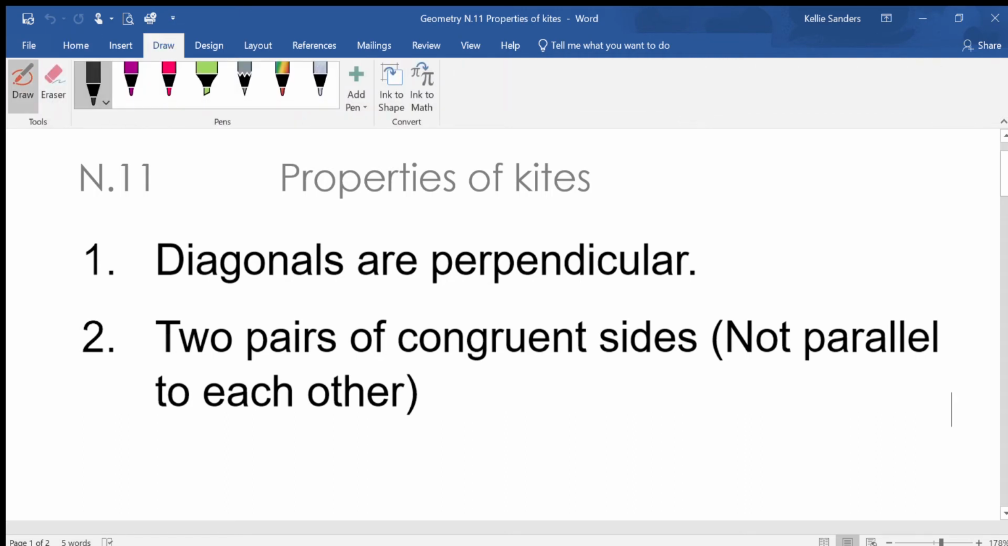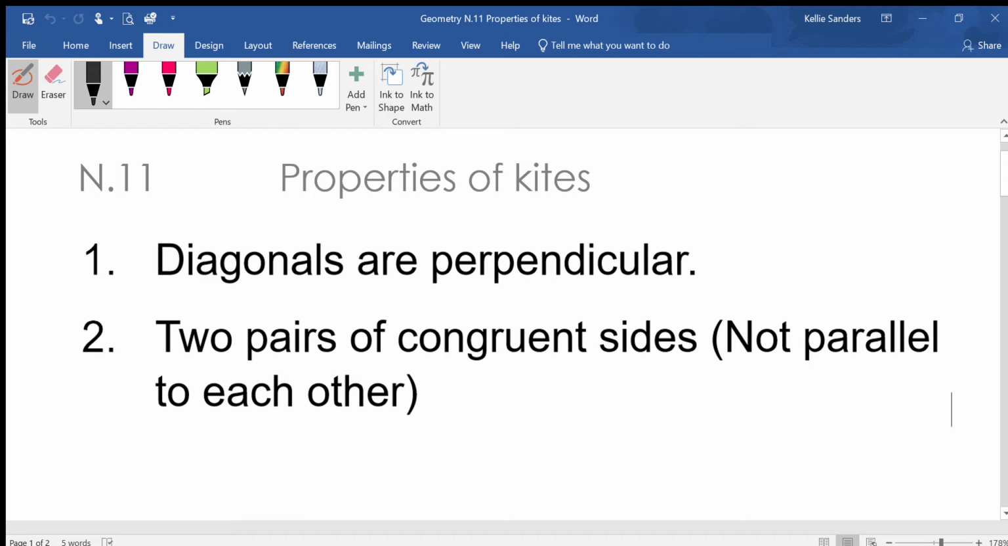Okay, today we're going to be talking about kites. And a kite is a quadrilateral, so we have four sides, but everything about a parallelogram, rectangle, square, rhombus, trapezoid, those don't necessarily play into kites. There's only a couple of properties that you need to think about.